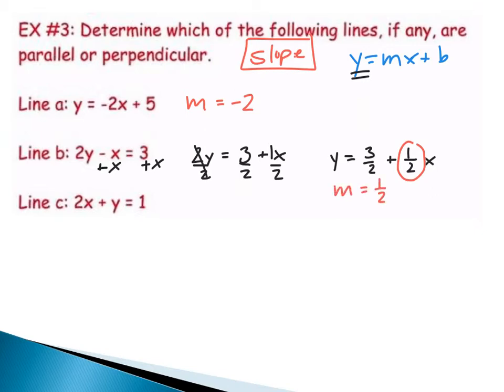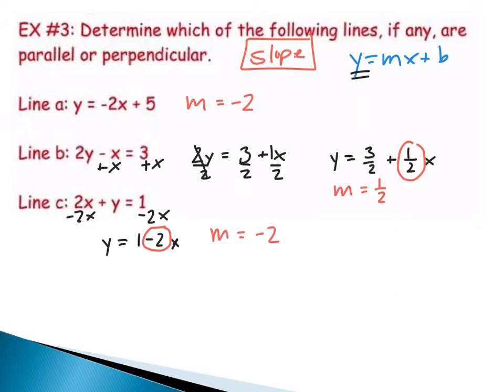All right, and then the last one, same kind of idea, got to solve for y. Here I'm going to subtract 2x from both sides. That's going to give me y equals 1 minus 2x. All right, so I know that right there. I don't have to divide anything, so I know my slope here. I got to be careful with this one, is the number in front of x, which is negative 2. So here my slope is negative 2.